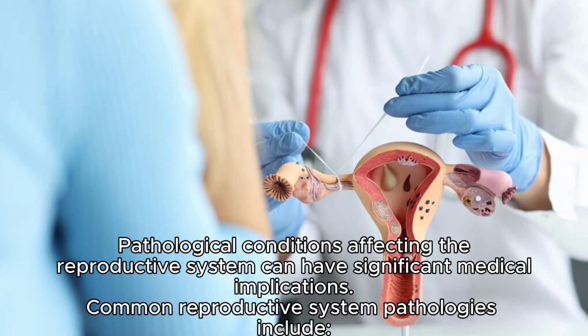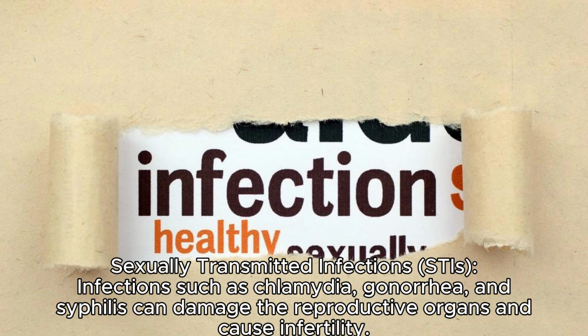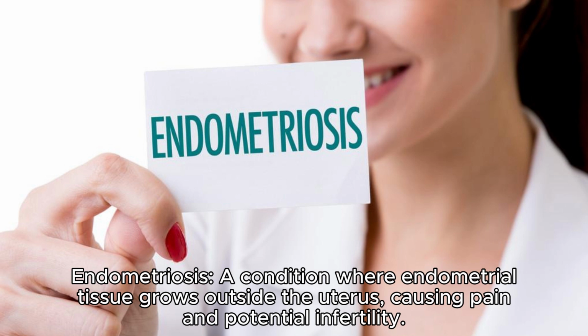Common reproductive system pathologies include infertility, the inability to conceive a child, which can result from issues in both male and female reproductive systems. Sexually transmitted infections, infections such as chlamydia, gonorrhea, and syphilis can damage the reproductive organs and cause infertility. Endometriosis, a condition where endometrial tissue grows outside the uterus, causing pain and potential infertility.